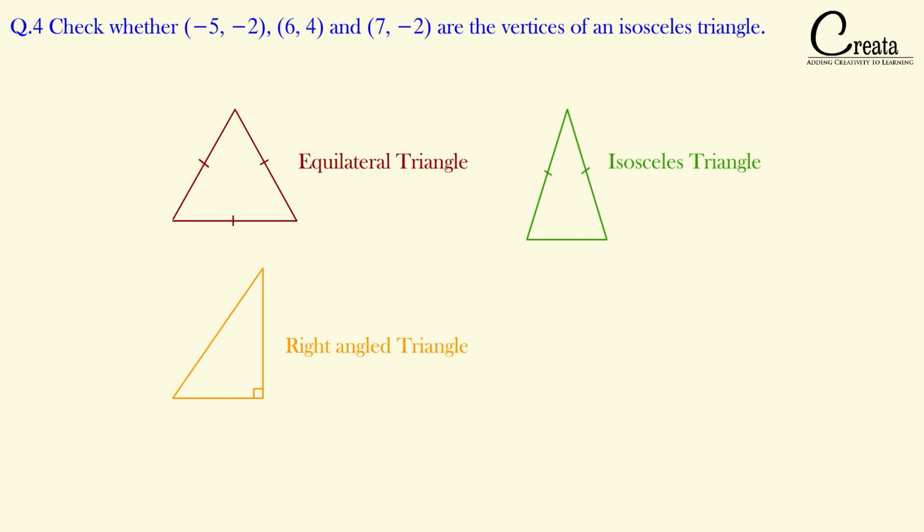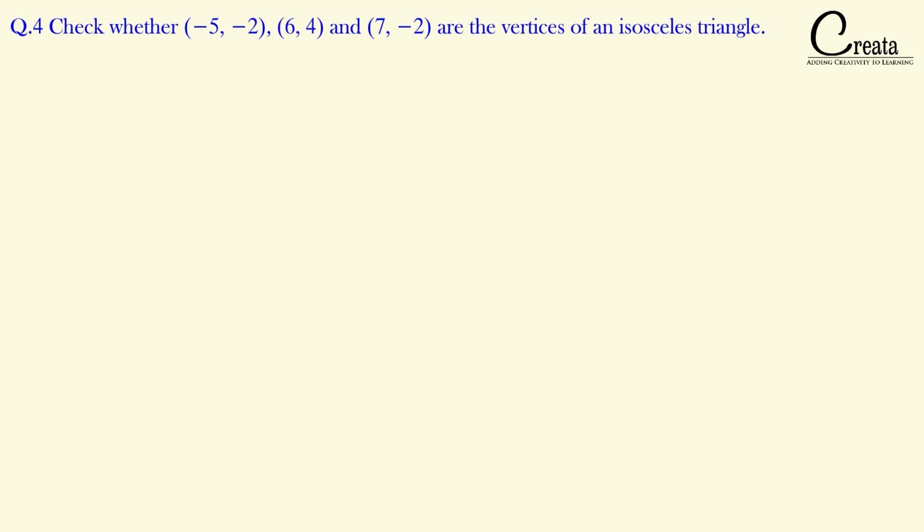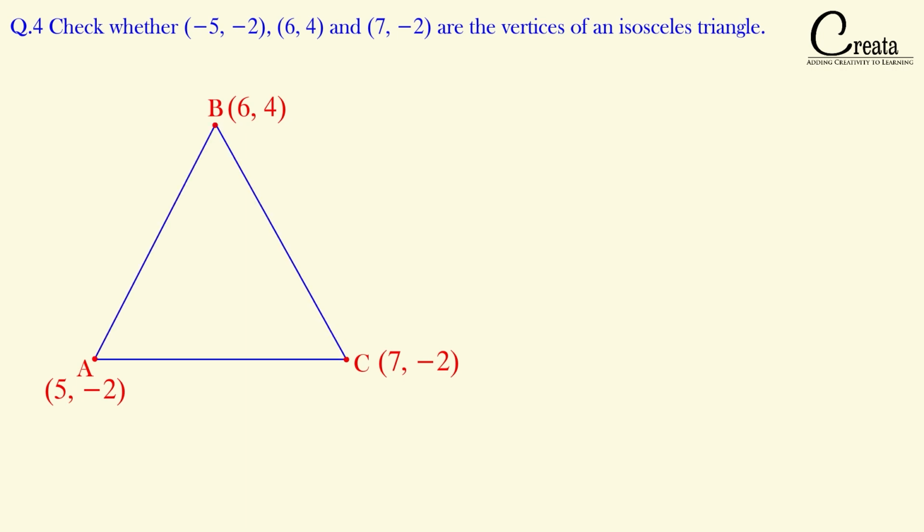We know 3 points, we know the distance formula, so we can easily calculate the distance or the sides of this triangle and we can check the same. Let's proceed and use the distance formula. Before that, let's give the names A, B and C to these 3 points. We will find AB, BC and AC.